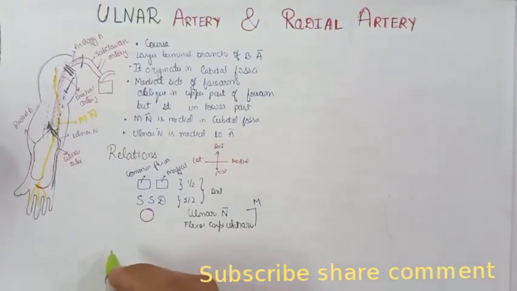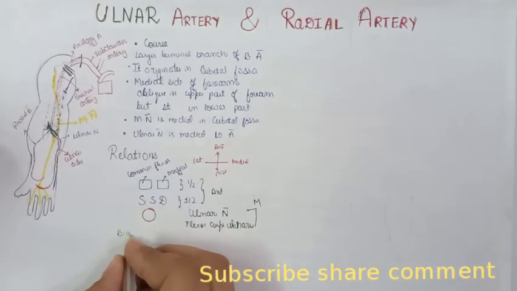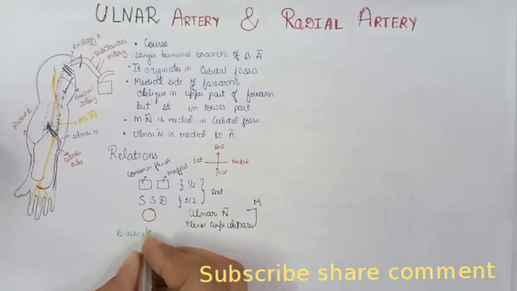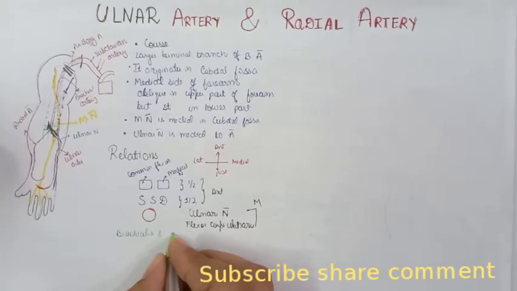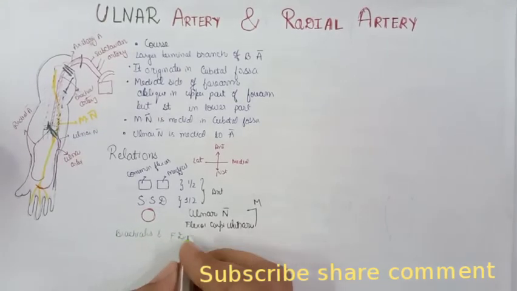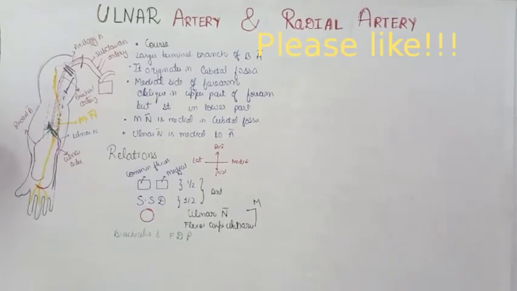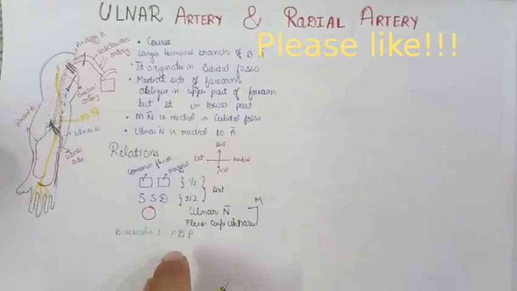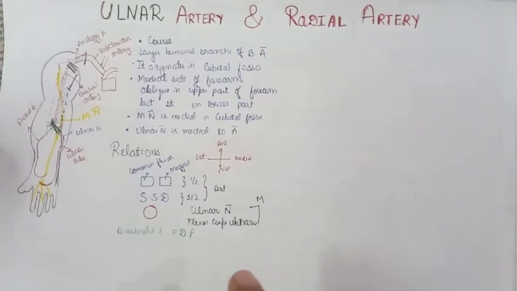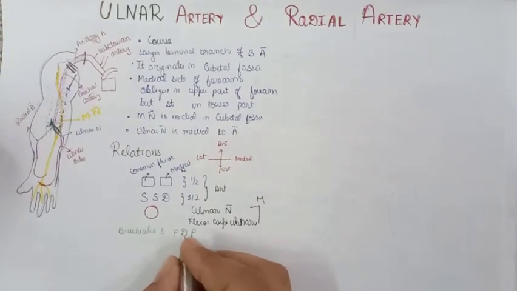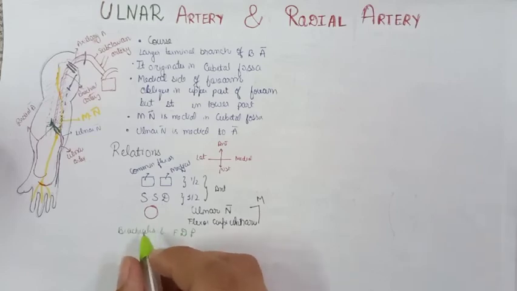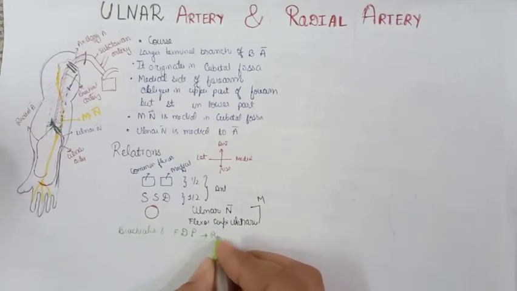Now what is remaining? The posterior side. On the posterior side we have two muscles, that is the brachialis and FDP. FDP stands for flexor digitorum profundus. Do watch the trick to remember all the muscles of the forearm in the playlist section of our channel. So FDP stands for flexor digitorum profundus and brachialis forms the posterior relation.